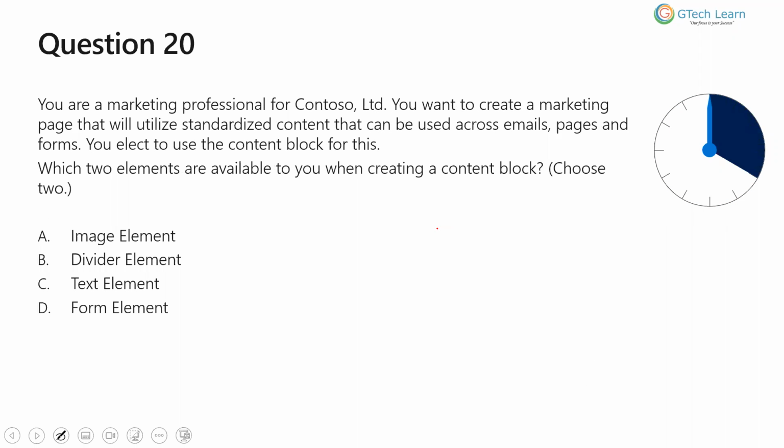Next question we are having in line is, you are a marketing professional for Contoso Limited. You want to create a marketing page that will utilize the standardized content that can be used across emails, pages, and forms. You select to use the content block for this. Which two elements are available to you whenever you are creating a content block? Is it image element? Is it divider element? Is it text element? Is it form element? Your answers on the chat, and let me start a timer now.